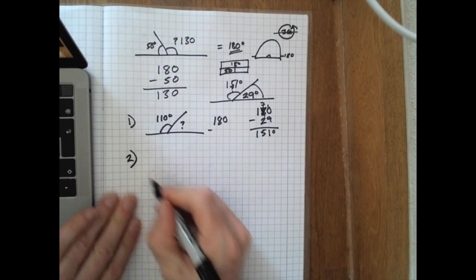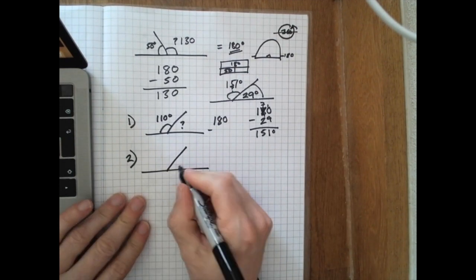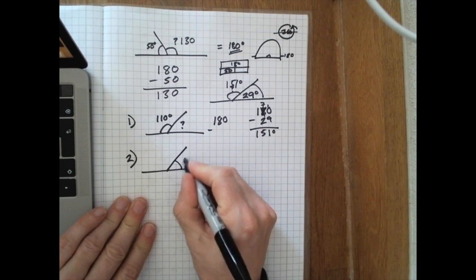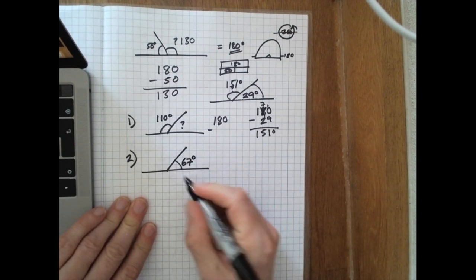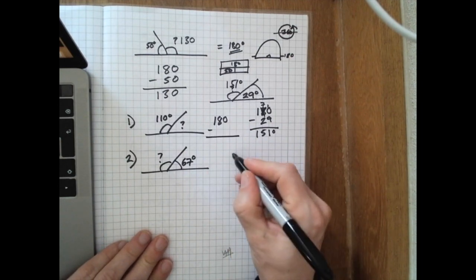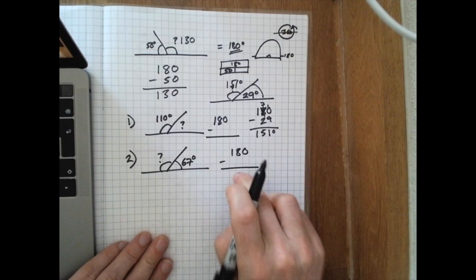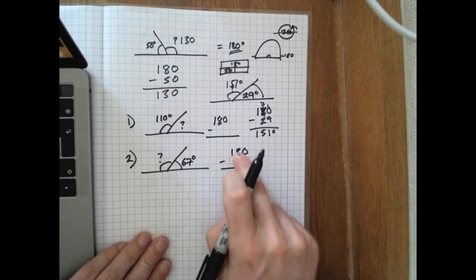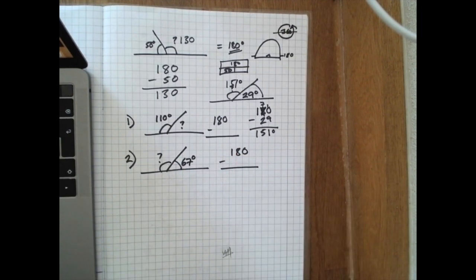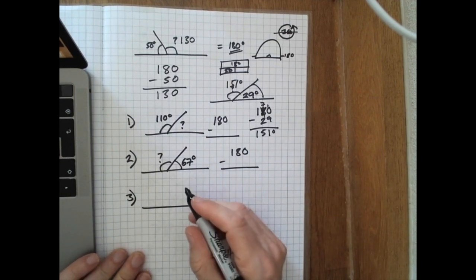Number 2. What about this one then? Should we make it slightly more tricky? Let's have this one is 67 degrees. This one, we don't know. Remember, again, we're going to have 180 take away something. What number can we see? That will go in there, and then we'll have an answer. Question number 3.